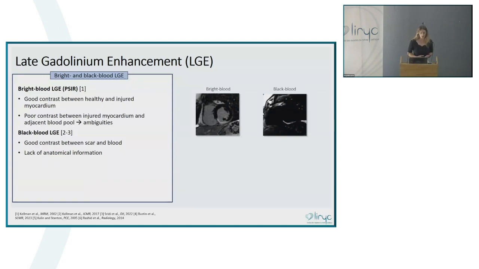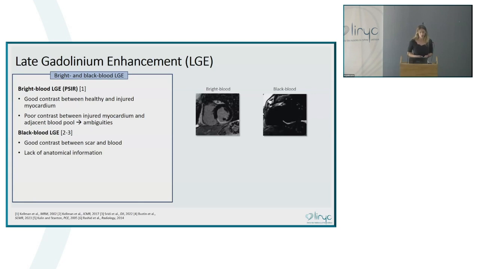So my work is about cardiac MRI for ICD patients. The gold standard to image scar tissue is to use PSIR, or phase-sensitive inversion recovery, which we can also call bright blood. It provides very good contrast between the healthy myocardium and the injured myocardium. However, the contrast between the scar tissue and the adjacent blood pool is quite poor, and this can lead to some ambiguities for the diagnostic.